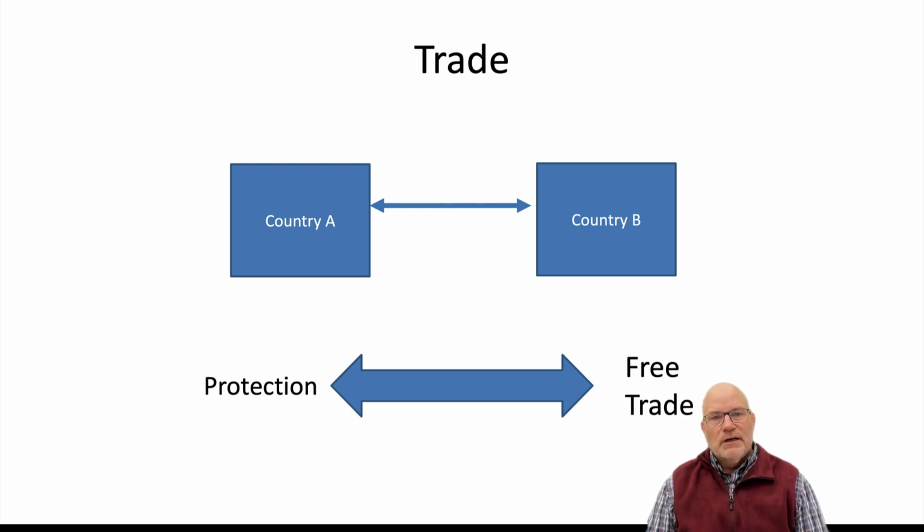Free trade occurs when country A and country B have no restrictions on consumption flows or flows from one country to another. There are degrees between protection and free trade, and it's very seldom that we get to the point where there is totally free trade.